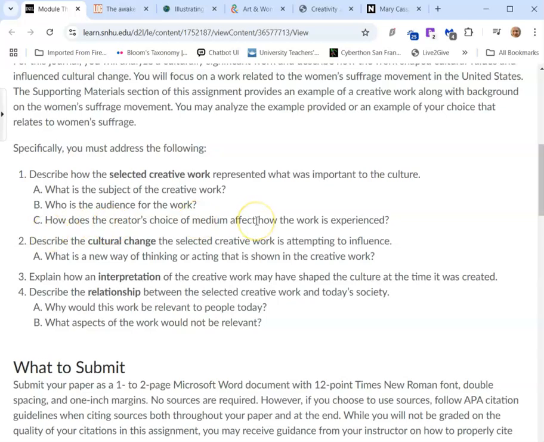The medium. If it's a poster, it's sort of for wide display. If it's a painting like Mary Cassatt, it's actually intended for the upper class, for those who are going to museums and galleries. So how does that affect who's experiencing it and why they're experiencing it? What do they want you to change?